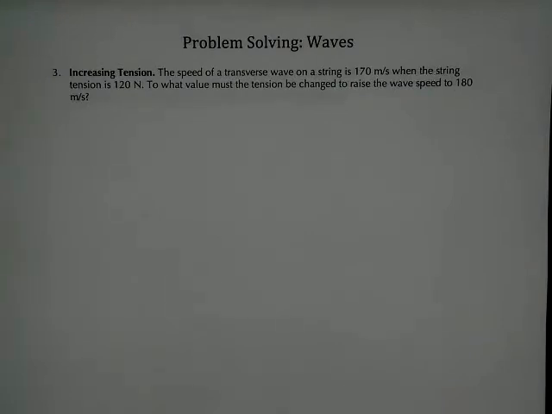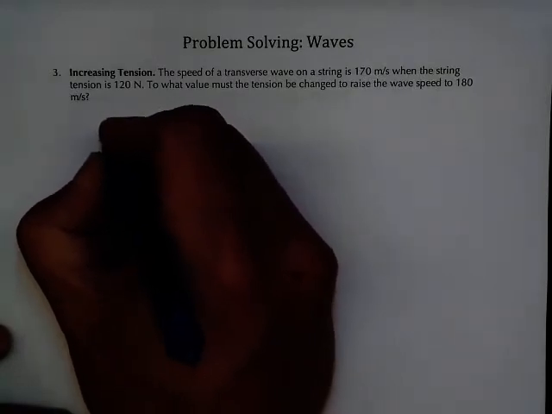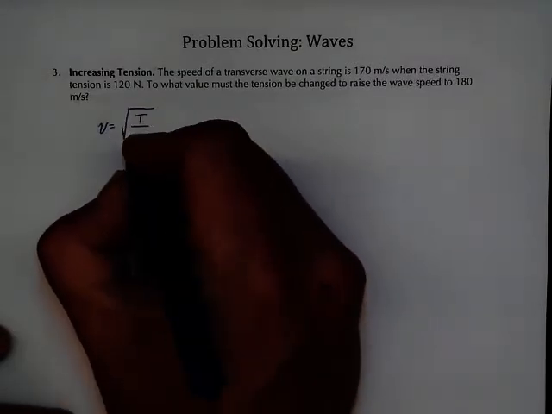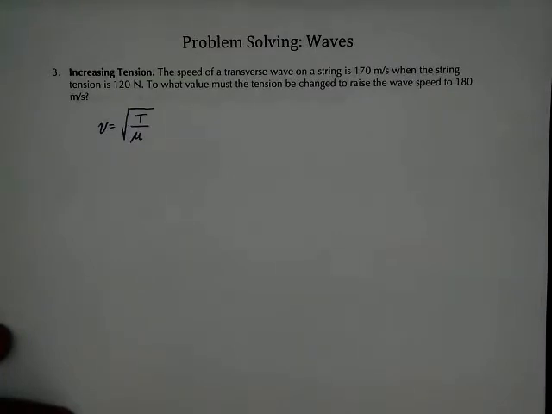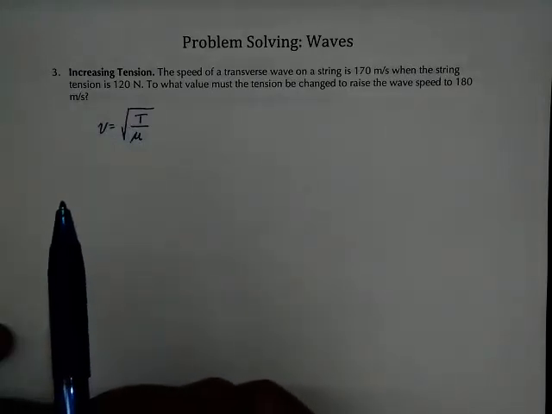Problems 3 and 4 deal with the relationship between wave speed, tension in the wave, and linear mass density of the wave. So in the book or in the lecture, we've seen that speed of a wave on a string or a wire or something one-dimensional like that is the square root of the tension in that string divided by the mass density. So the problem says the speed of a transverse wave on a string is 170 meters a second when the string tension is 120 newtons. To what value must the tension be changed to raise the wave speed to 180 meters a second?